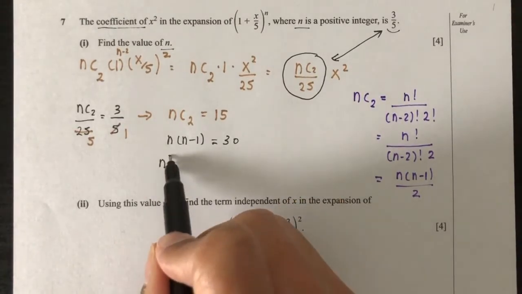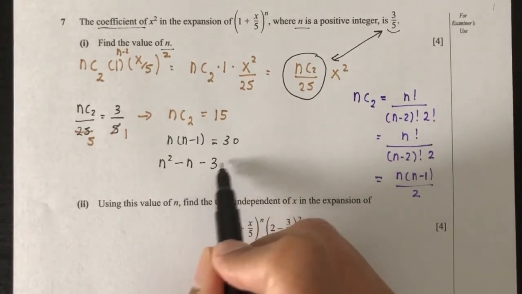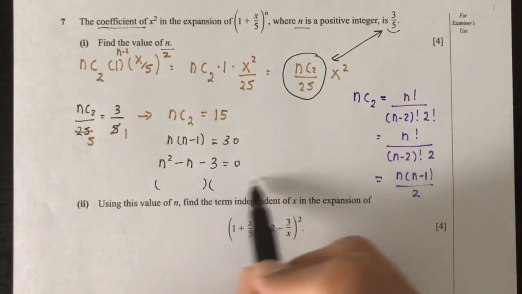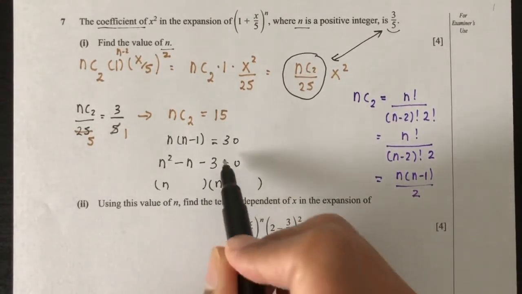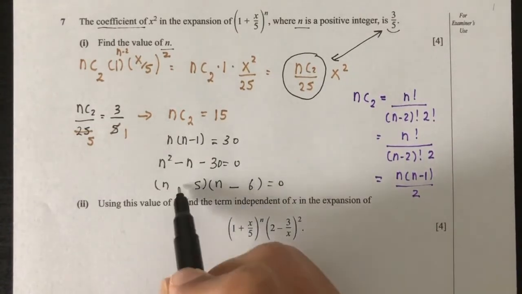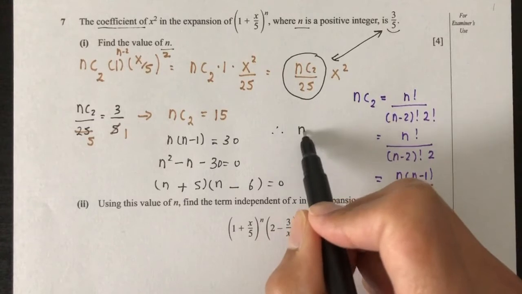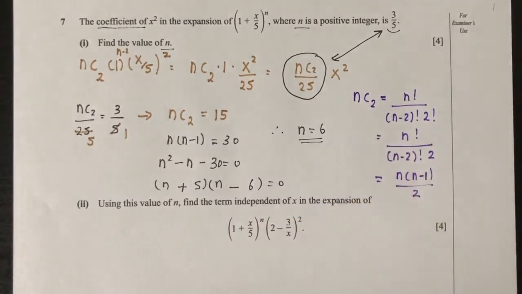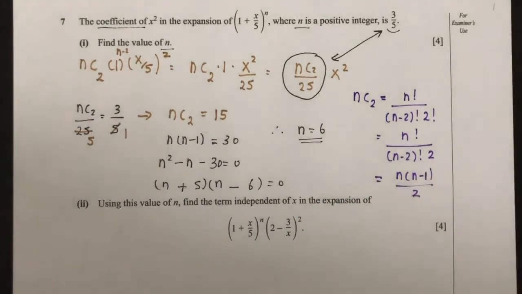So you have n squared minus n minus 30 equal to 0. So here you will have n times n. This is 30, so that will be 6 and 5. That will be minus 6 plus 5. So the only value we'll take is n equal to 6. Okay, that is the value of n.